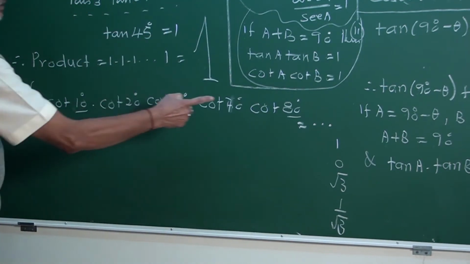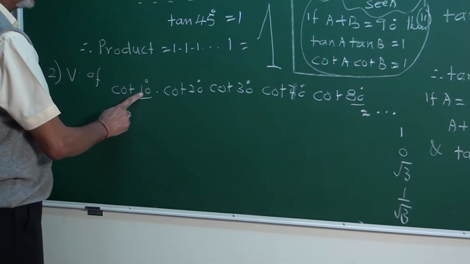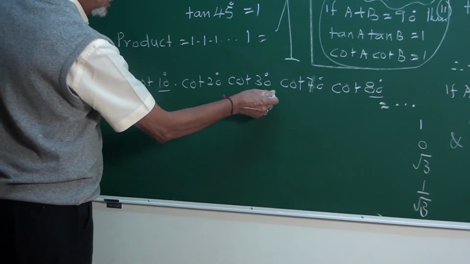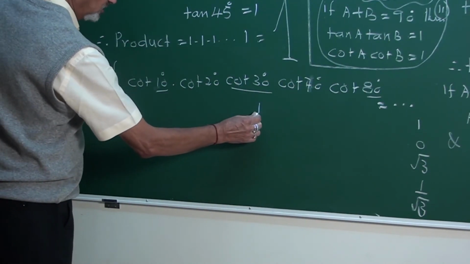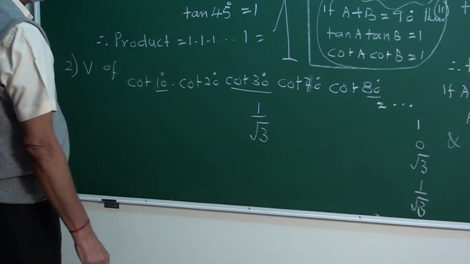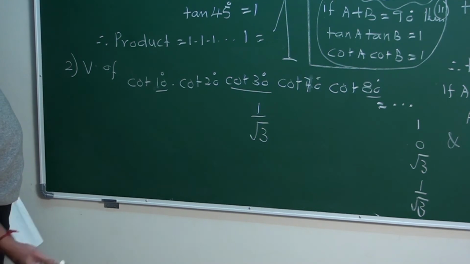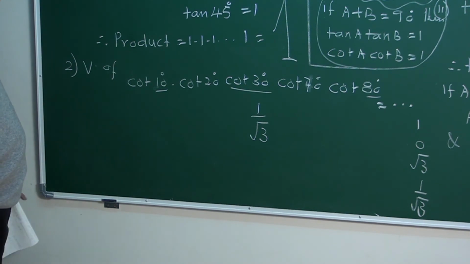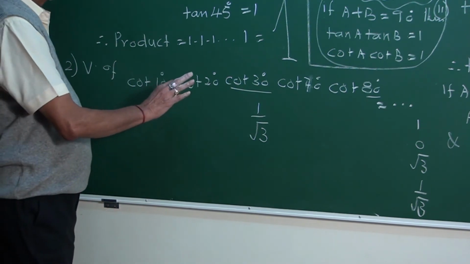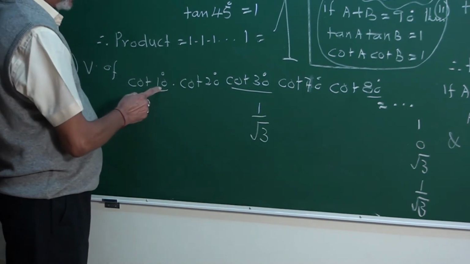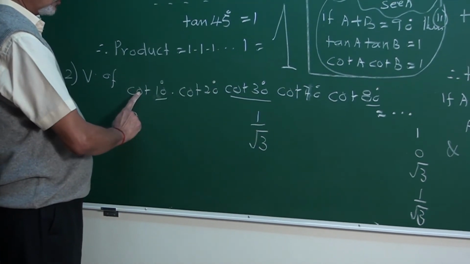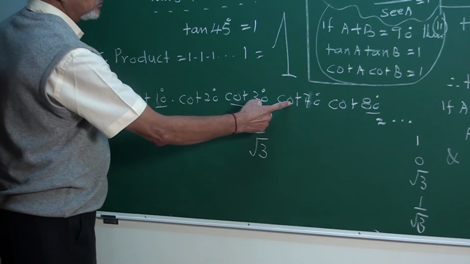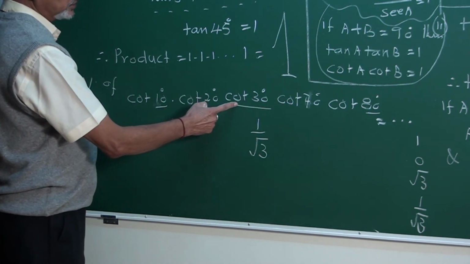Yes. This with this, 80 plus 10, 90. Product is 1. 20 with 70, what is the sum? 90. What is the product? 1. What is the value of cot 30? Cot 30 is 1 by root 3. Finished. In CET there is nothing to write, you just have to mark the correct option. That's all. So for CET purposes, no need to write. Cot 30 is 1 by root 3. 10 and 80 make 90, product is 1. 20 and 70 make 90, cot 20 into cot 70 is 1. So 1 into cot 30 is 1 by root 3.